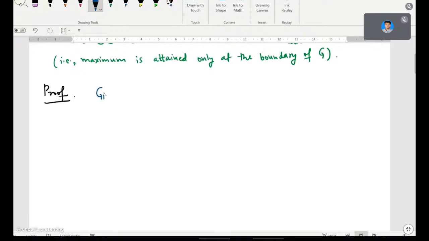Class, given G is bounded, this implies that G bar is bounded. The logic is very simple. If you remember, G is bounded means you are given that the diameter of G is finite. This is the definition of a bounded set, right, class?